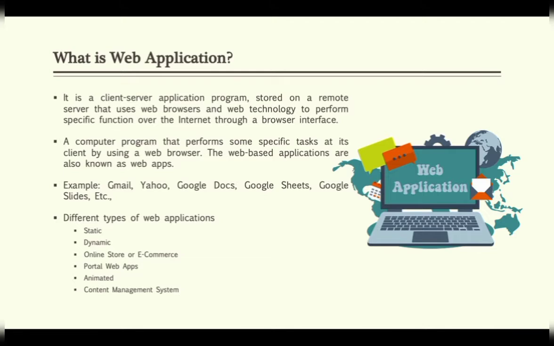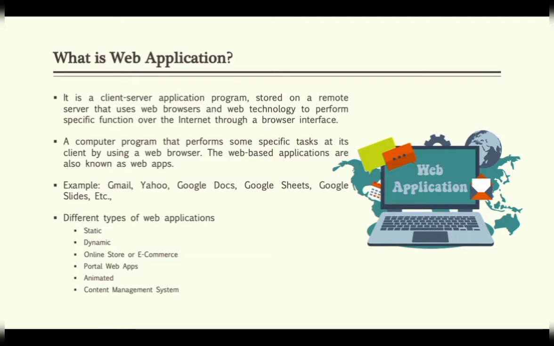The main role of a web application is that it performs a specific task. Facebook performs social media related work: we can share images, information and links. Like that, it performs content sharing. That is called a web application.